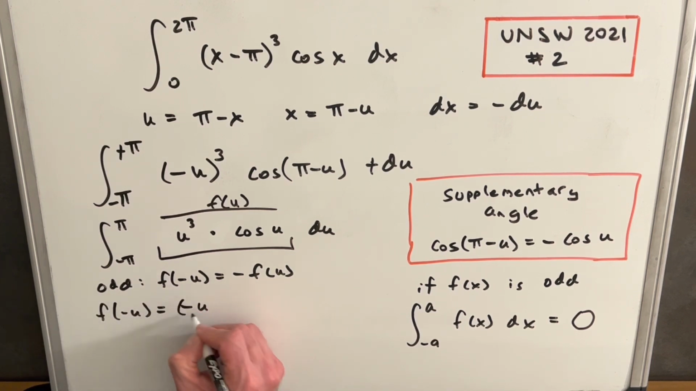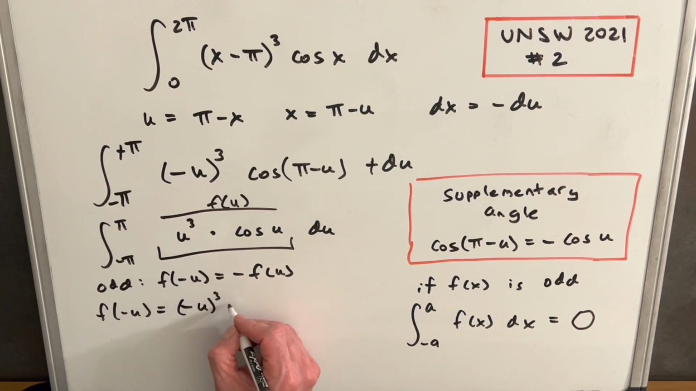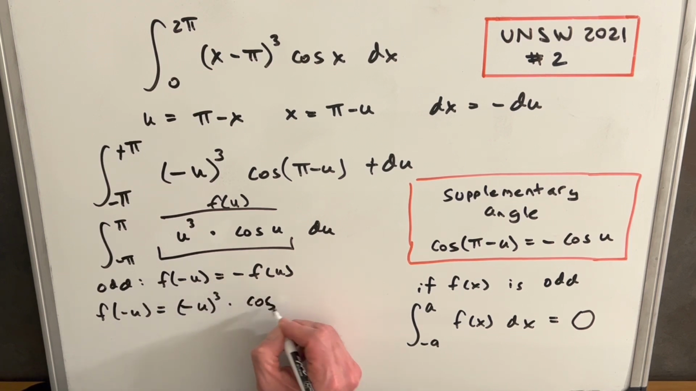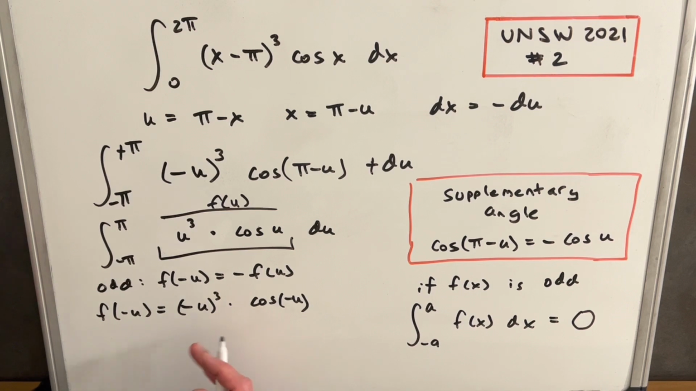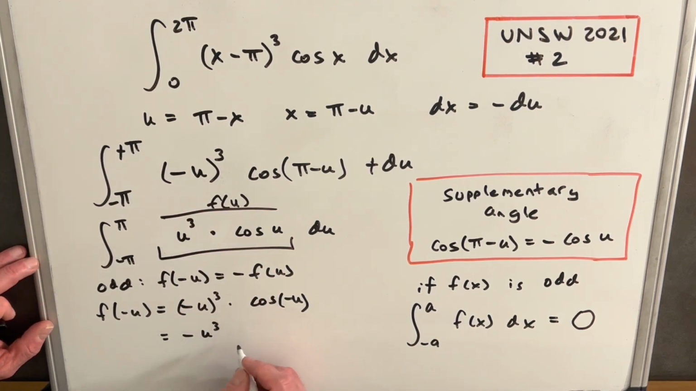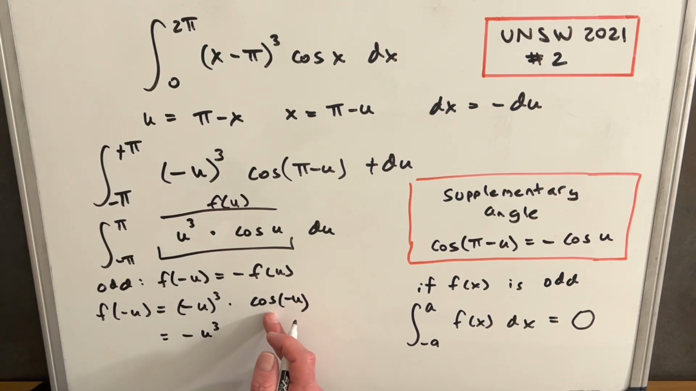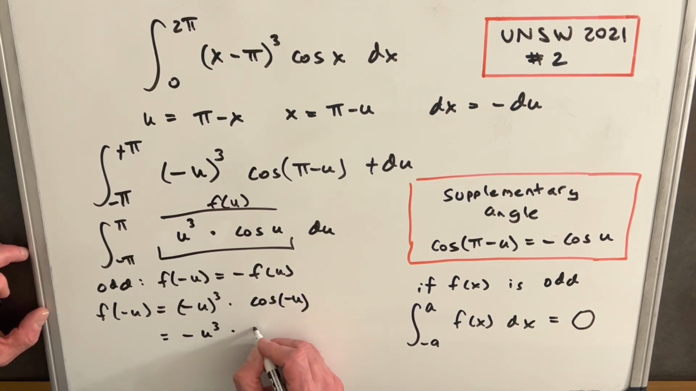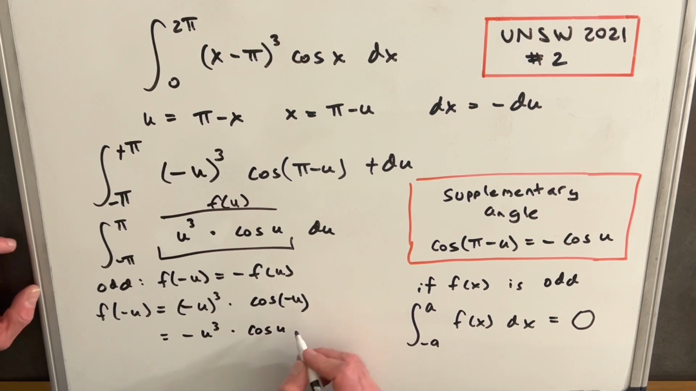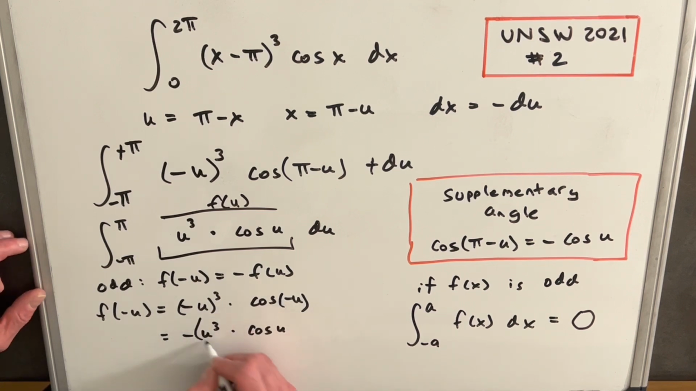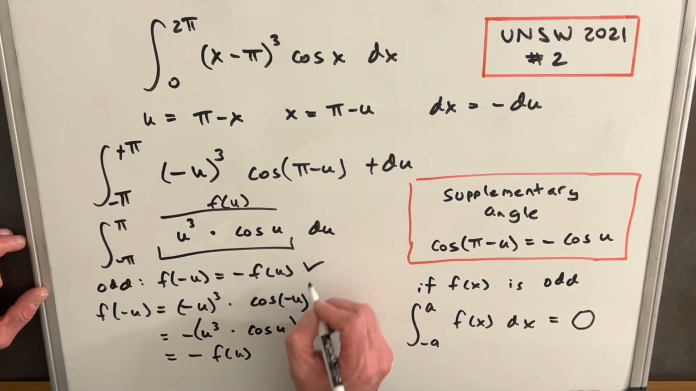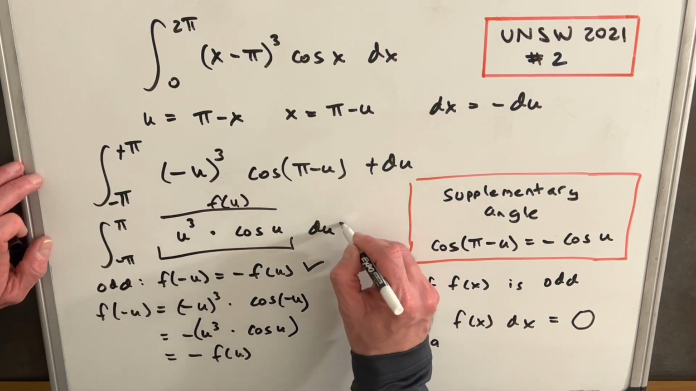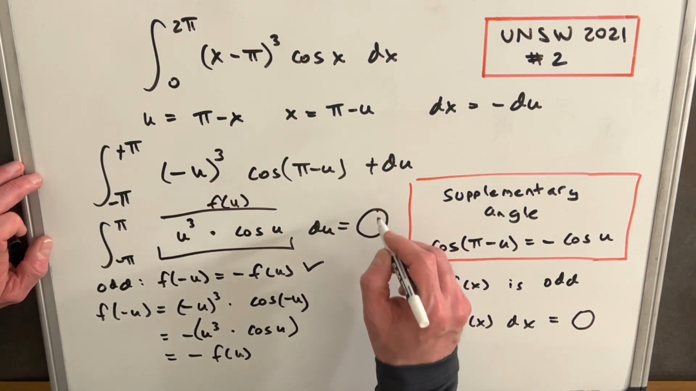So we're going to have (-u)^3 times cosine of minus u. But we know, like what we did earlier here, that (-u)^3 is just minus u cubed. We can remove the parentheses. And then we're going to assume we know that cosine is an even function, so this is just cosine of u. But we could put a parenthesis here, and then that's just showing that this whole thing is minus f of u. That's what we wanted to show here. So this is an odd function, and so our answer is going to be just 0.